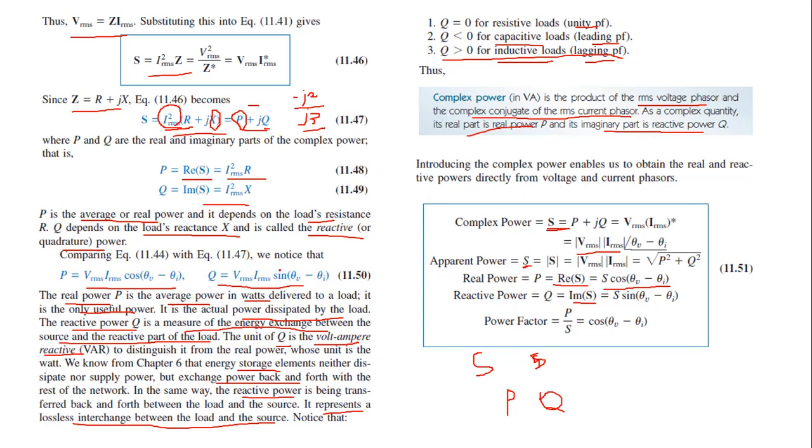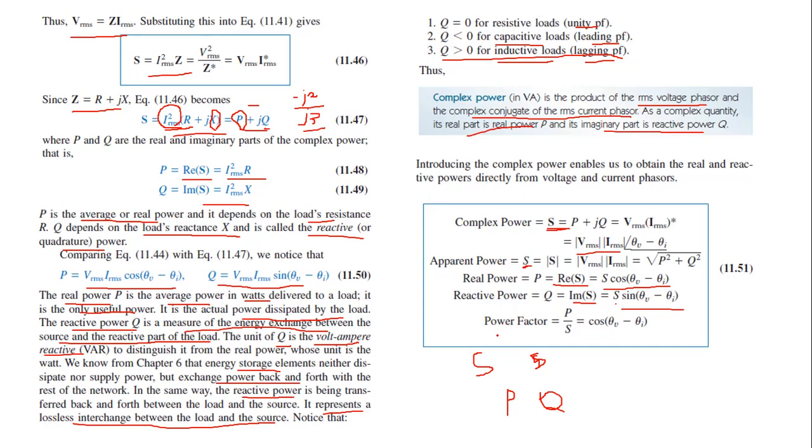The imaginary part of this S is S into sine of theta v minus theta i. S is here the apparent power. So Vrms Irms cos of theta v minus theta i is the real power, and Q is Vrms Irms sine of theta v minus theta i.